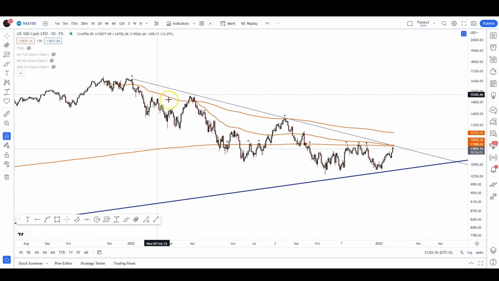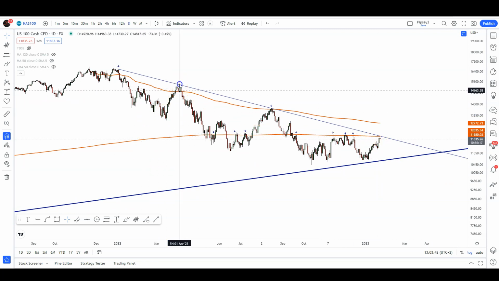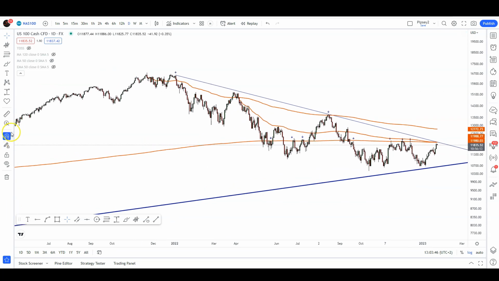So here's another level of resistance from that peak. But over here, you see how it kept the market down.